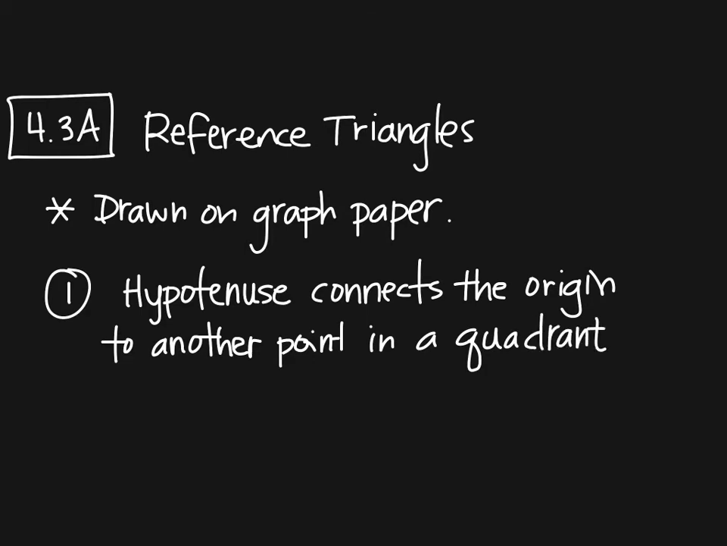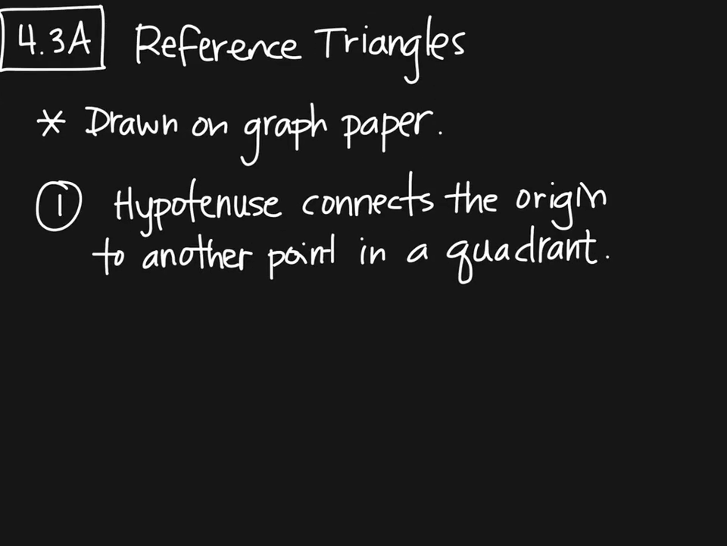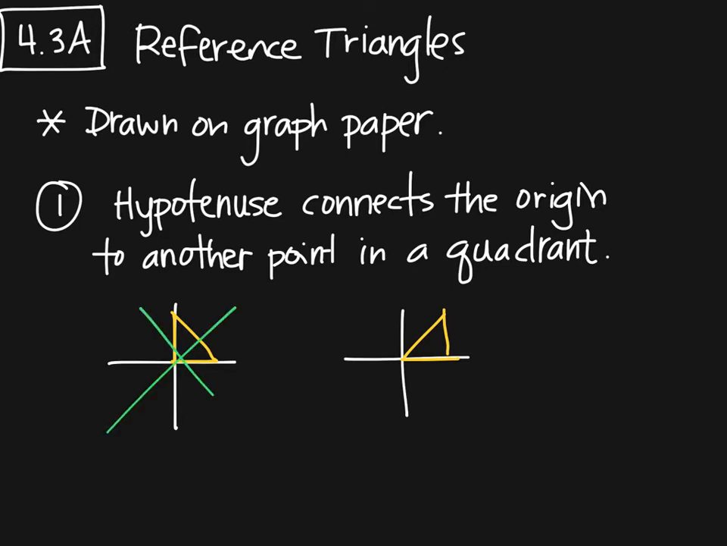All right, so for example, if you had 2 coordinate grids like this and you were trying to draw what might be called a reference triangle, this would not be a reference triangle. I've drawn it in yellow because the hypotenuse doesn't connect the origin to a point. It's just connecting 2 places on the axis to each other. That is not a reference triangle. A reference triangle has to connect the origin to some point out in the quadrant. So this one is not a reference triangle, but the other one is a reference triangle. Okay, that's the first guideline.